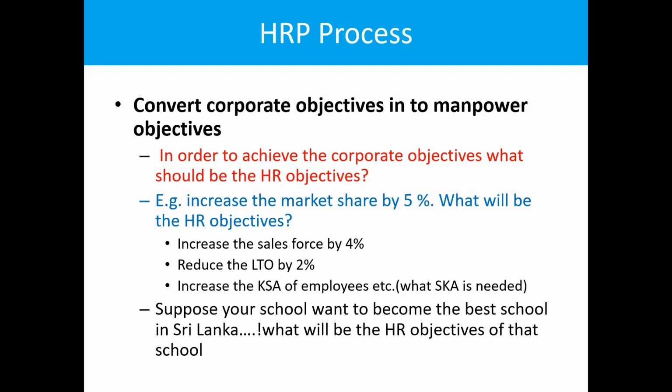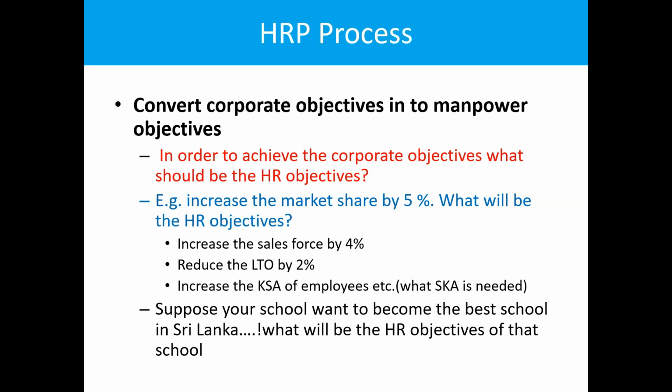Because we are currently performing at maximum. Our target in the coming 5 years is to increase by 5%. For example, we have only 100 people now, right? With the 100 people, we are catering to 20% market share. In the coming 5 years, we are going to increase by 5%, right? After 5 years, our target is to have 25% market share.